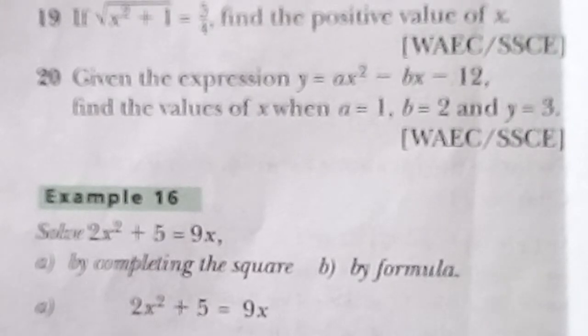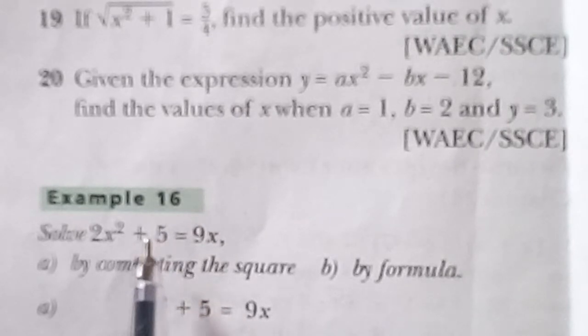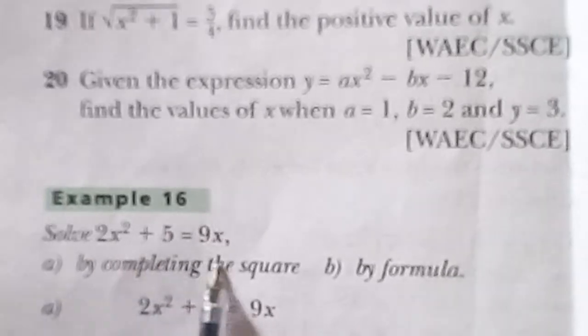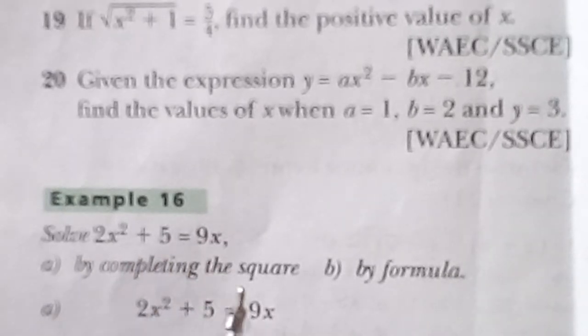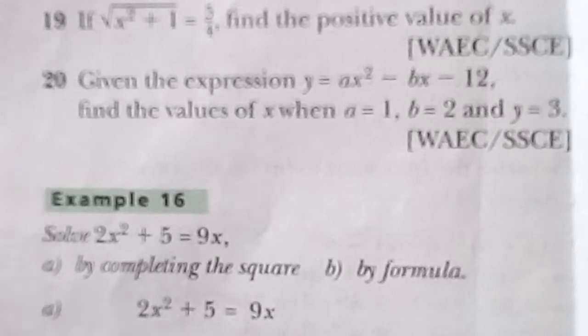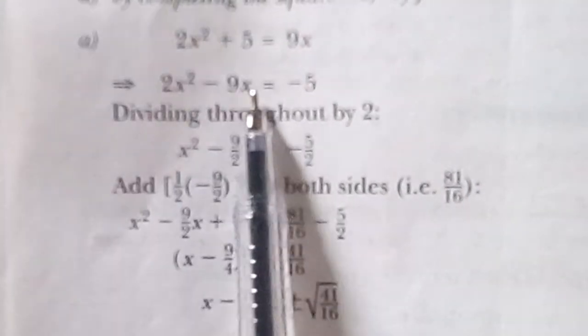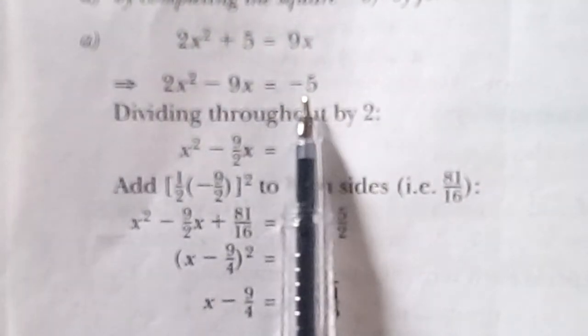Let's quickly look at this example 16 and we call it a day for the quadratic equation class. Solve 2x squared plus 5 equals 9x by (a) completing the square and (b) by formula. For a, using completing the square, we have 2x squared plus 5 equals 9x. So this implies 2x squared minus 9x equals minus 5.